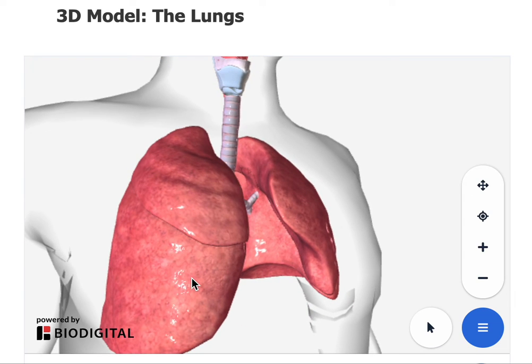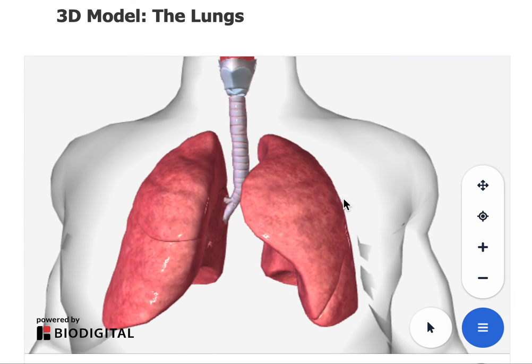So the right lung is larger than the left lung because the left lung holds space for the heart. The left lung contains the inferior lobe and the superior lobe. And it also contains the cardiac notch here, which is an indentation for the heart.